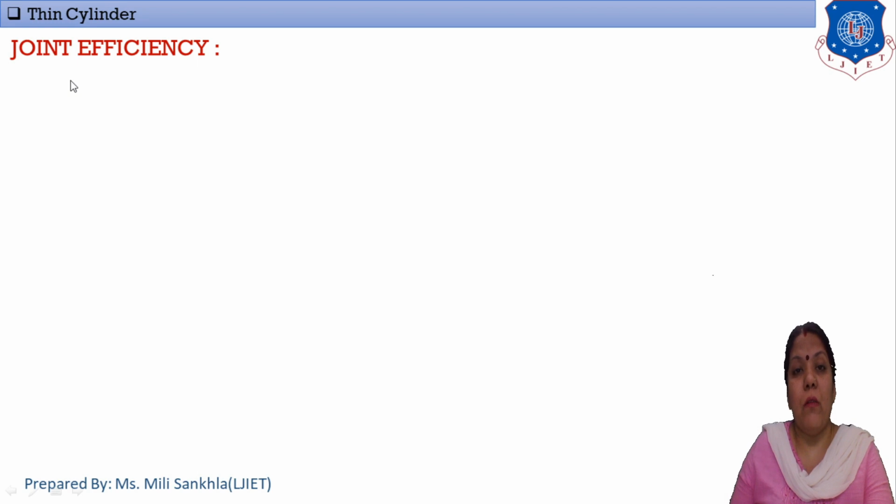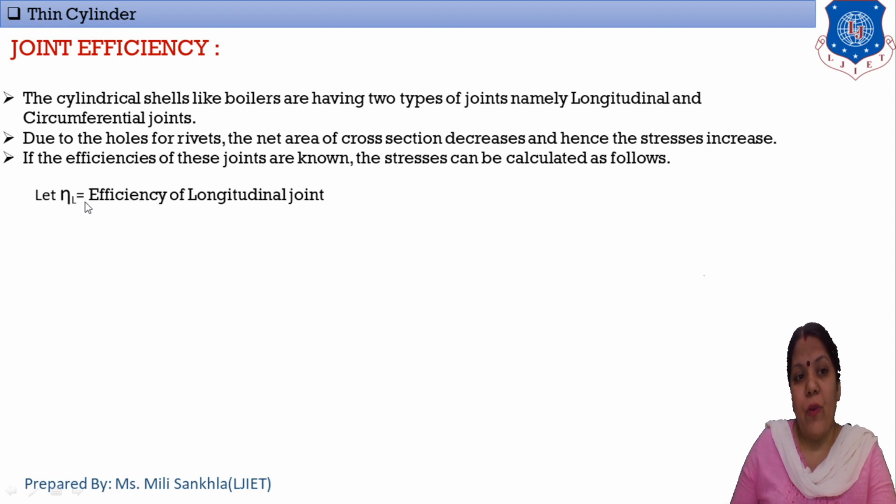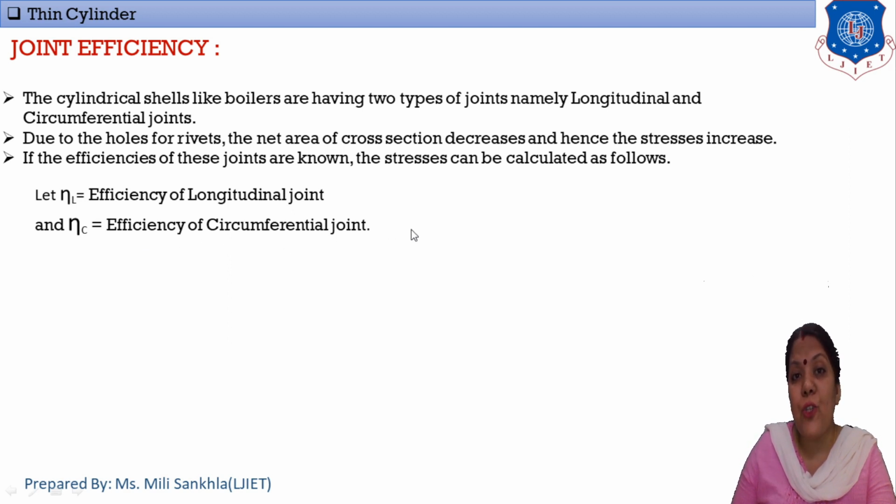Now here we find out efficiency of joint. In a thin cylinder there are two types of joint. The first joint is our hoop joint and the second joint is our longitudinal joint. The second name of the hoop joint is circumferential joint. Now to find the value of the efficiency of joint, first, η L is the notation of efficiency of longitudinal joint, and η C is the efficiency of circumferential joint.